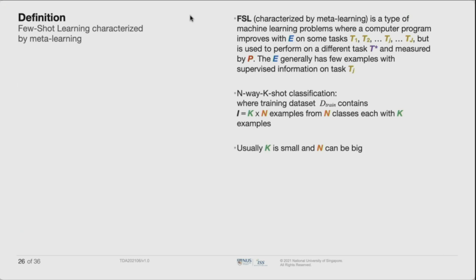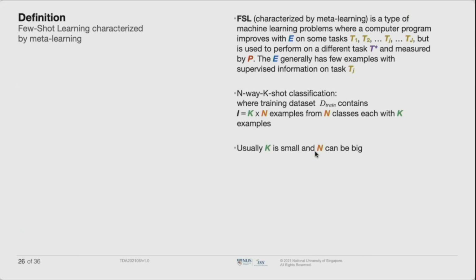Furthermore, for classification, we often use the term n-way k-shot classification. It means the data set we have has n classes, and for each class, we have k examples. So n is the number of classes, k is the number of examples. Usually k is small and n can be big.